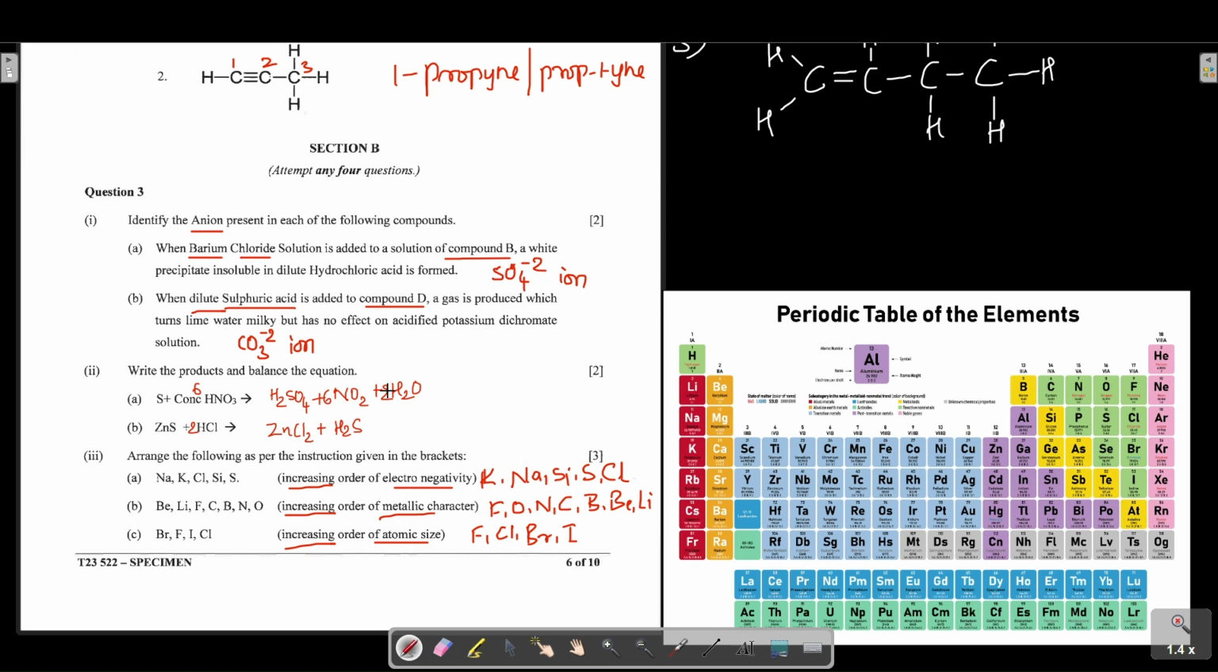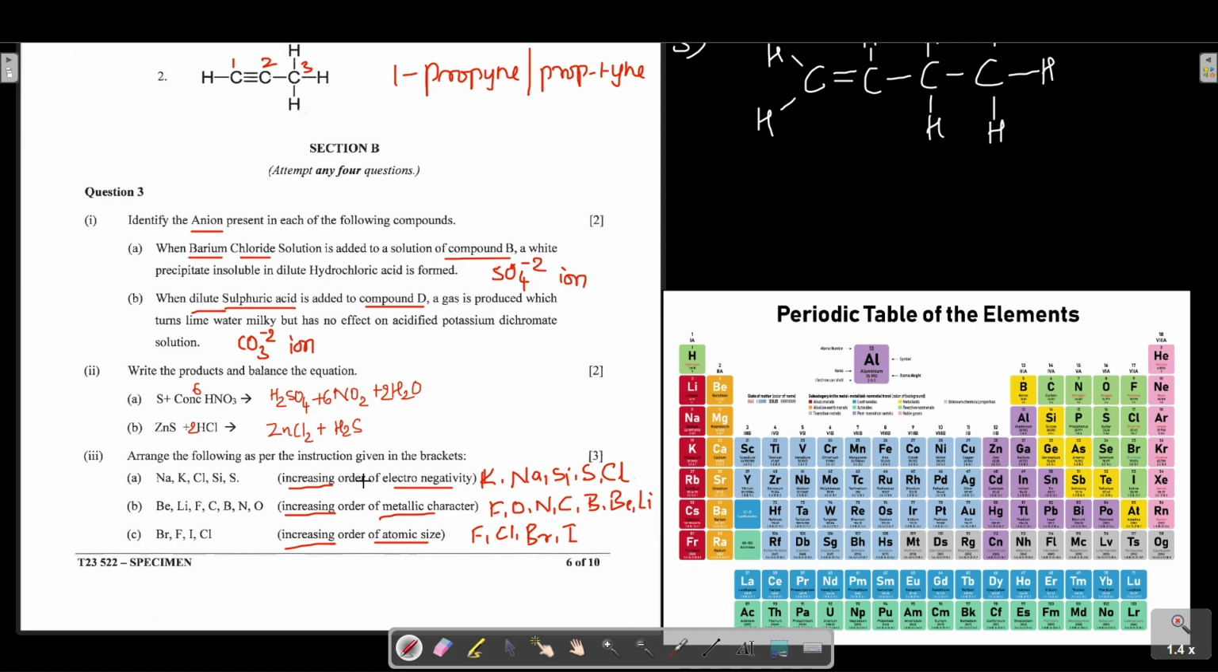Write the products and balance the equation. S plus HNO3. So sulfur is oxidized to sulfuric acid. Reduced products for HNO3 are NO2 and H2O. I already balanced. How do I remember this? Sulfur valence electrons are 6. So you'll write 6 HNO3 directly. So if you know 6 HNO3, you can balance 6NO2 and 2H2O. ZnS plus HCl, so it will be H2S gas formed here, sulfide plus acid. So ZnCl2 plus H2S, just balance 2HCl.